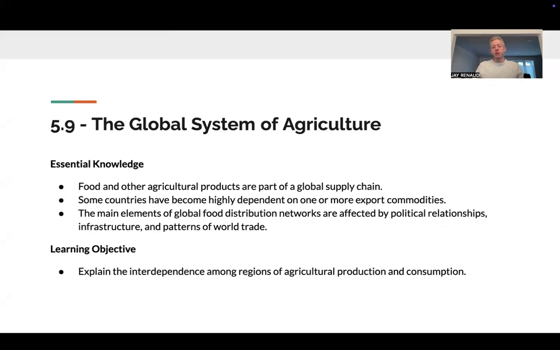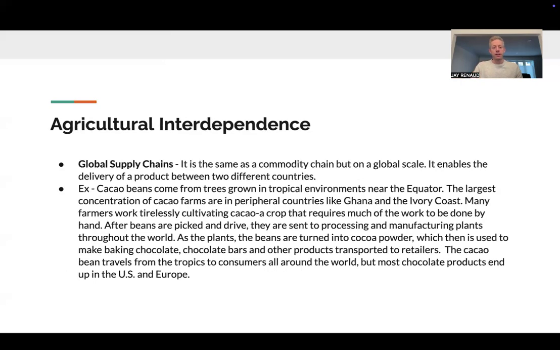Global system of agriculture, we're going to come back to supply chains. We're going to talk about commodity dependence and how our global food distribution is impacted by governments, infrastructure, and world trade. Global supply chains, same thing as the commodity chain. It's what connects the farmer to the consumer and all the steps in the middle.